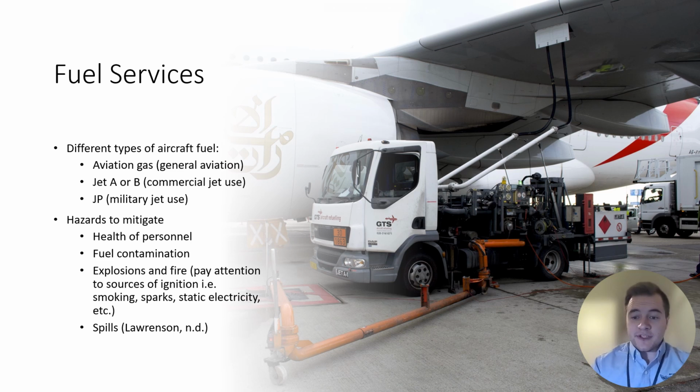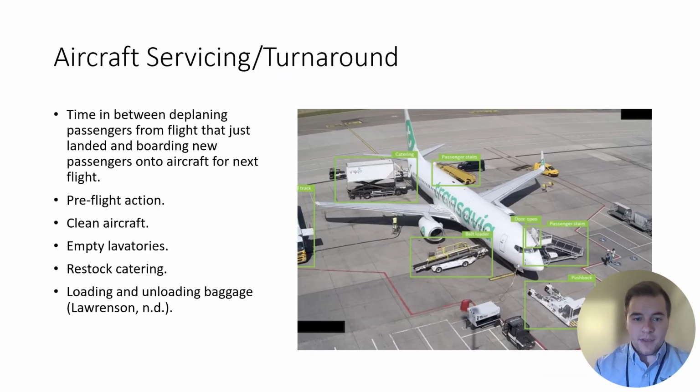So fuel services, fueling is another important part of aviation. We have aviation gas, we have Jet A or B for commercial jet use, and JP for military aviation. We need to make sure our fueling services do not cause any hazards that would affect the health of our personnel, contaminate fuel, cause any explosions or fires, and also we just need to mitigate any spills or keep those from happening as well.